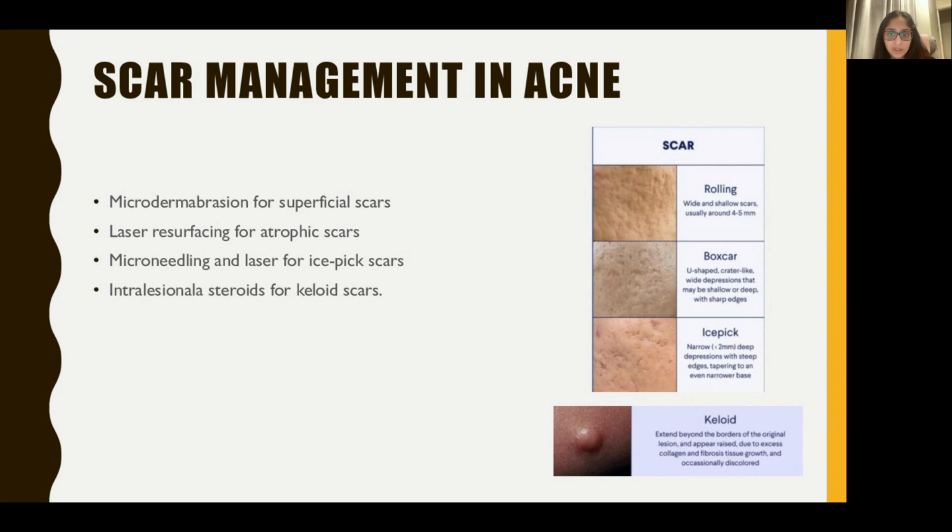And we also have, this is an example of a keloid scar, which goes where the previous lesion was, and it is a fibrous tissue growth. So for this, things such as microdermabrasion, laser resurfacing, microneedling, and laser can be used. And for keloid scars, intralesional steroids can be used.